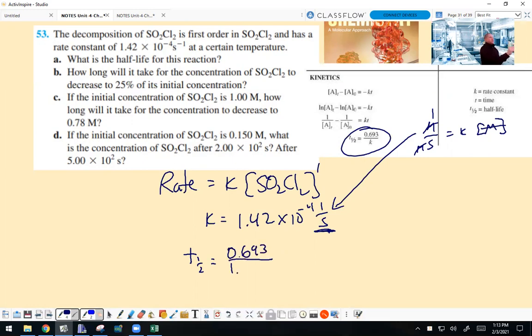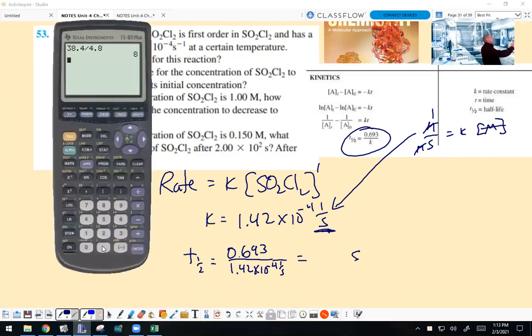0.693 over K, which is 1.42 times 10 to the minus 4. Now this is 1 over seconds, remember, this is unitless. So you're dividing by 1 over seconds, which means we get our answer in seconds. 0.693 divided by 1.42 times 10 to the minus 4. So we get 4,880 seconds. So the half-life is 4,880 seconds.